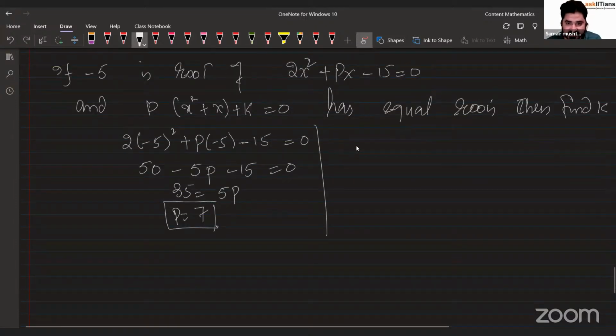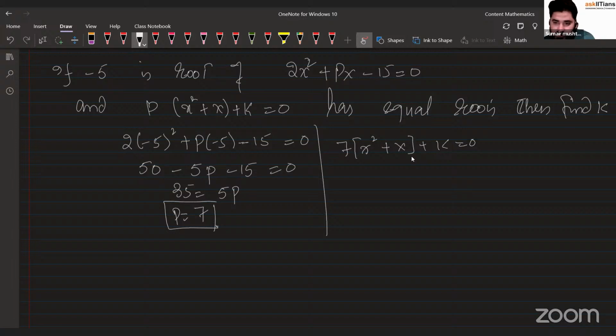Okay, this is 7 times x square plus x plus k is equal to 0. Or I can write this as 7x square plus 7x plus k equal to 0. Now what is said? It has equal roots. So what does that mean, if it has equal roots? So d is equal to 0.